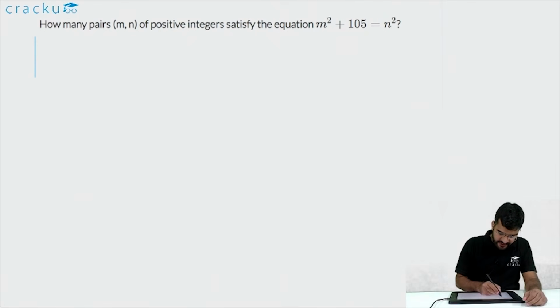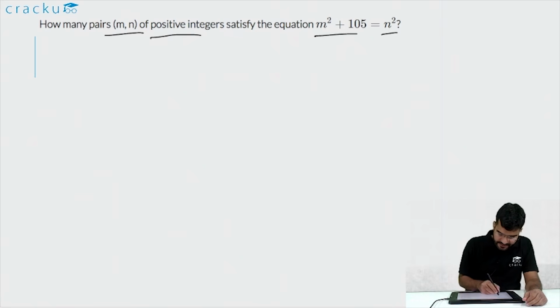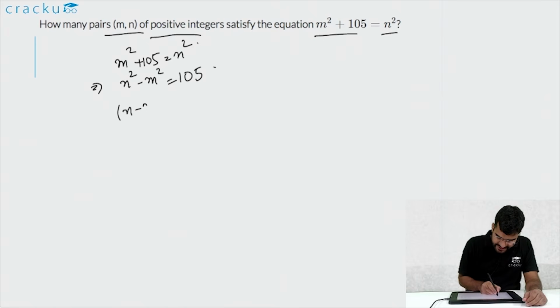In this question we are required to find out the number of pairs of positive integers which satisfy the equation m² + 105 = n². So m² + 105 is equal to n². This would imply that n² − m² is equal to 105, or (n − m)(n + m) is equal to 105.